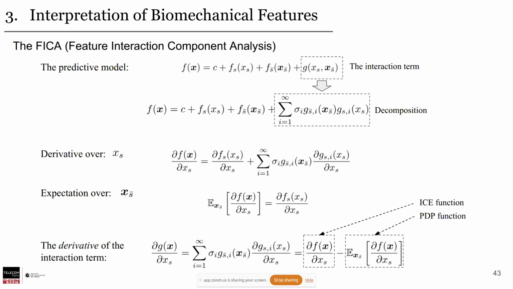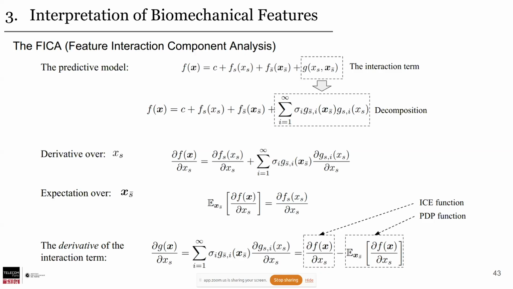Then, starting with this notation, we can do some analysis. First, we write the predictive model as the sum of a constant value, and Fs, which only relies on the feature of interest, and Fs bar, which is the part not relevant to the feature of interest, and lastly the interaction part. So here we assume that this interaction part can be decomposed into a sum in this form, which has also been applied in other methods.